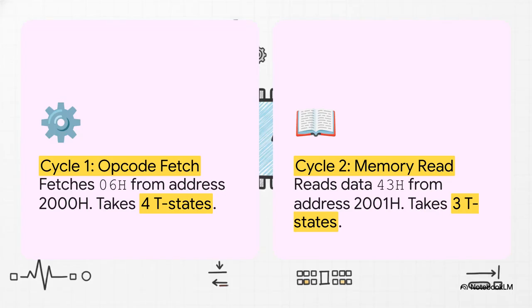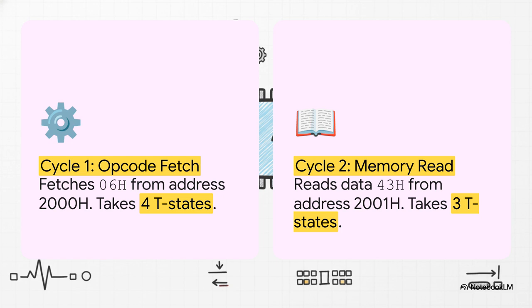So how does the 8085 execute this? Well, it always starts with an opcode fetch cycle to grab that 06H command. That takes 4 T-states. The CPU then decodes it and realizes, hey, wait, I need some data to go with this command. So it performs a second machine cycle, a memory read, to go get the 43H from the next address. That takes 3 T-states. So you add it all up, 4 plus 3, this one simple instruction takes a total of 7 clock ticks to execute.